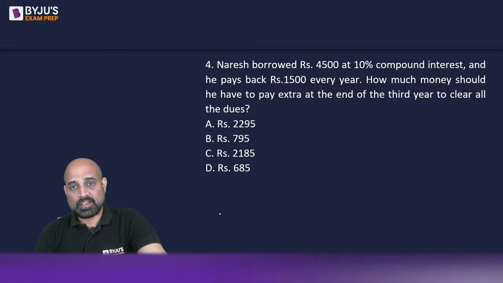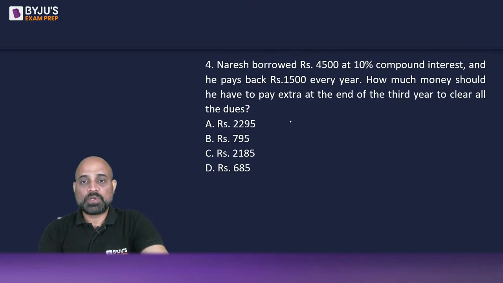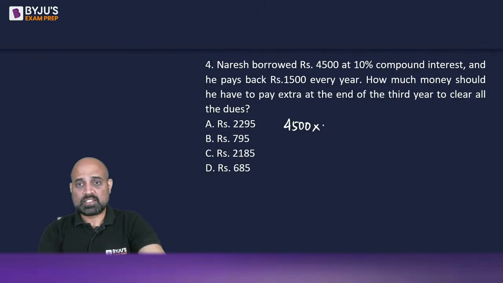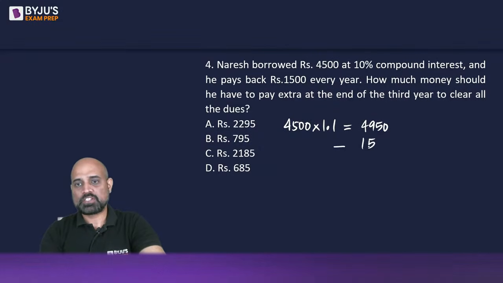Next question. Naresh borrowed rupees 4,500 at 10% compound interest and he pays back rupees 1,500 every year. How much money should he have to pay extra at the end of the 3rd year to clear all the dues? So what we do in such scenarios is we take 4,500 and for the entire first year, his dues will increase by 10%, right? And this will become 4,500 plus 450, which is 4,950. Now he pays his first installment, right? So he is left with 3,450.